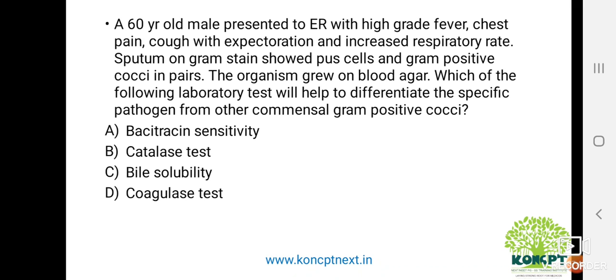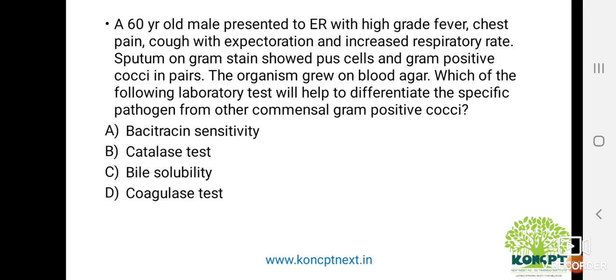Our next question is, a 60-year-old male presented to the ER with high-grade fever, chest pain, cough with expectoration and increased respiratory rate. Sputum on gram stain showed pus cells, gram-positive cocci in pair. The organism grew in blood agar. Which of the following laboratory tests will help you to differentiate the specific pathogen from the other commensal gram-positive cocci?